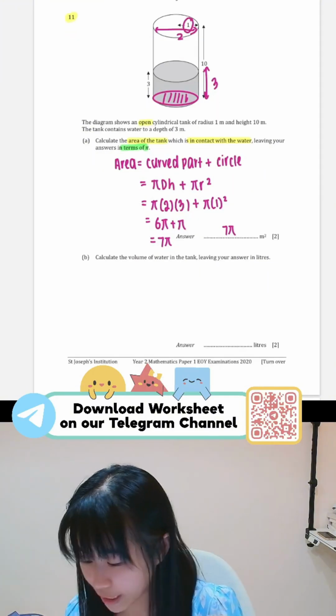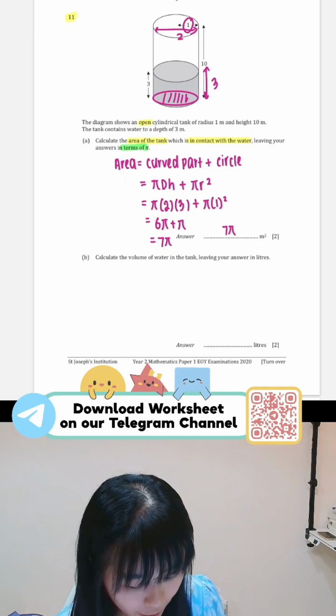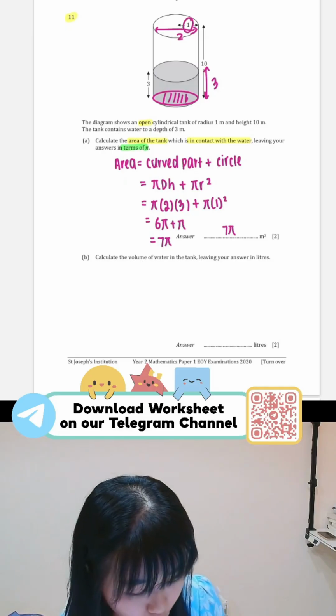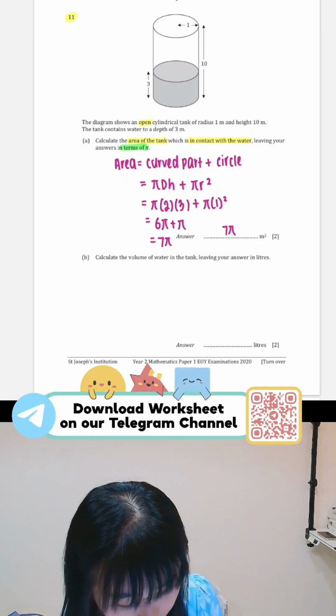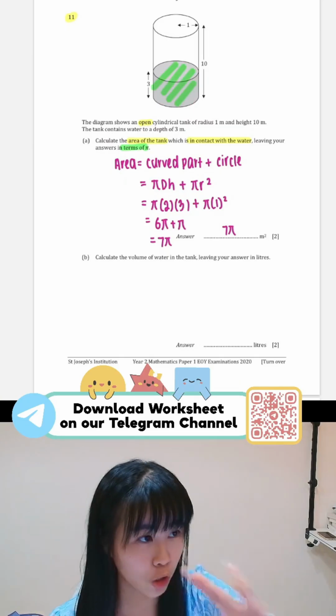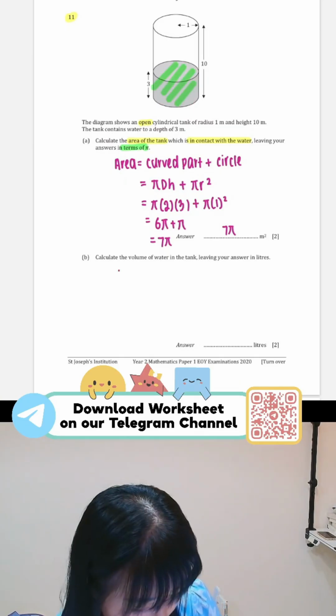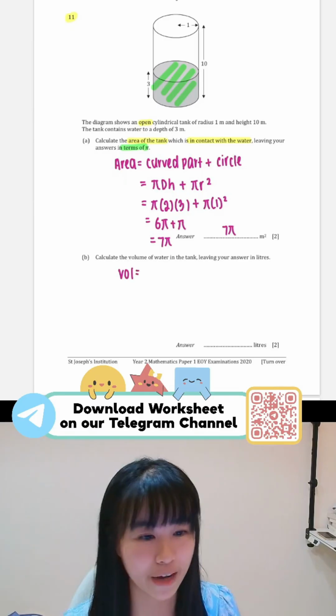Calculate the volume of the water in the tank, leaving your answer in liters. So who can remember how to find the volume of water, which in this case is in the cylindrical shape? Who can remember the formula? This one is also from your Sec 1 stuff.